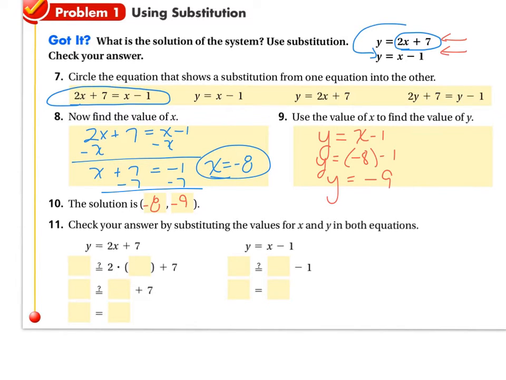Now once again, I need to check my answer. And I need to do it in both cases. And as you can see, the first case is true. Check the second case. And of course, the second case is true as well.